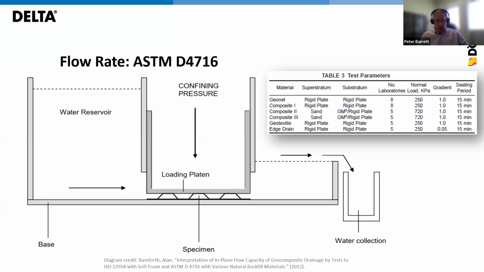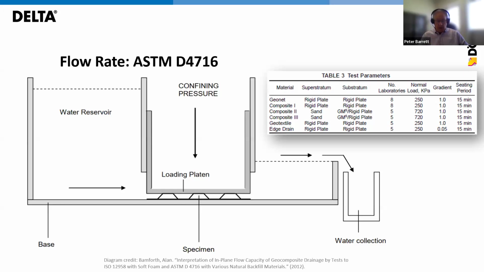So an example of what can be more reflective of in situ performance is if you use that rigid plate, which is the one on the bottom, and then in that load platen, you would add a sand plate so that would better reflect the in situ conditions.